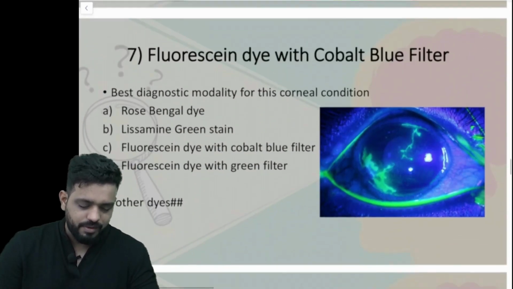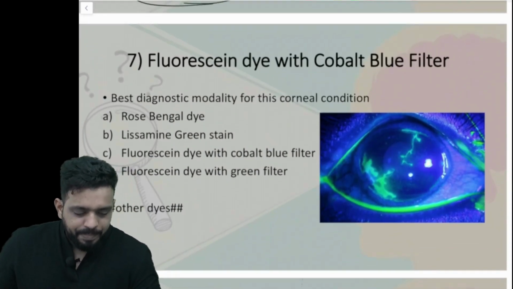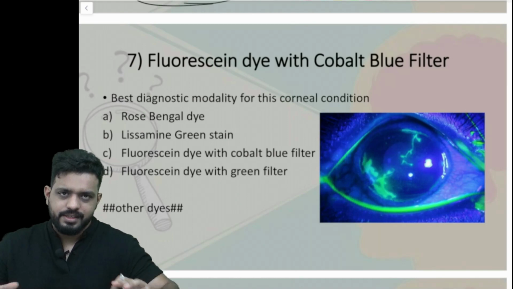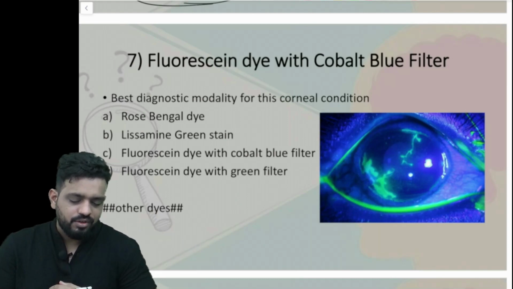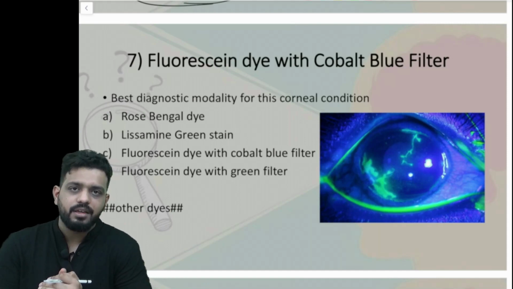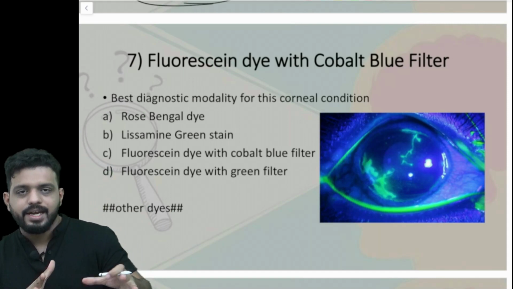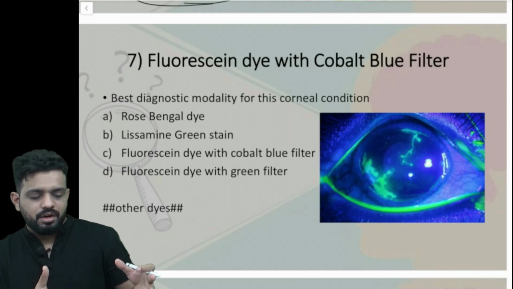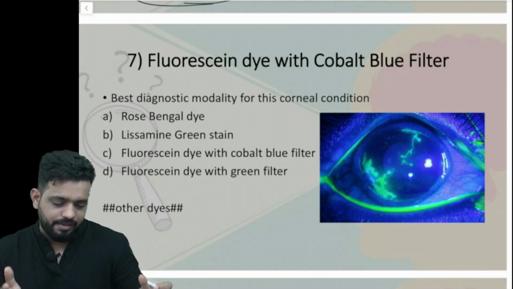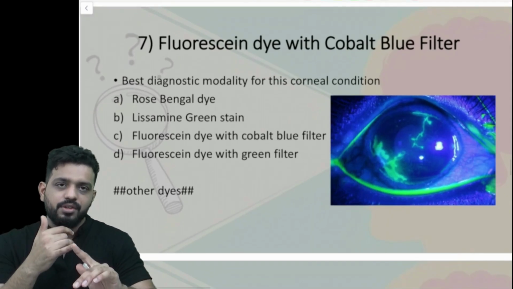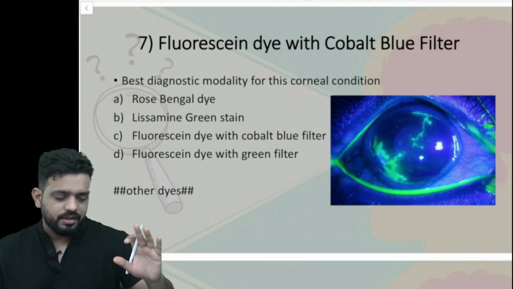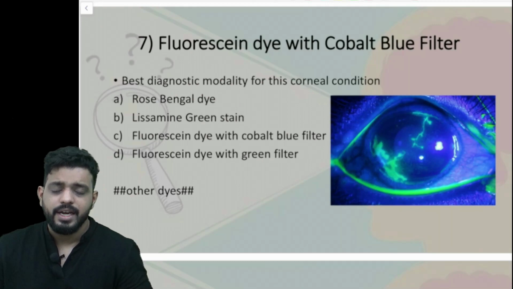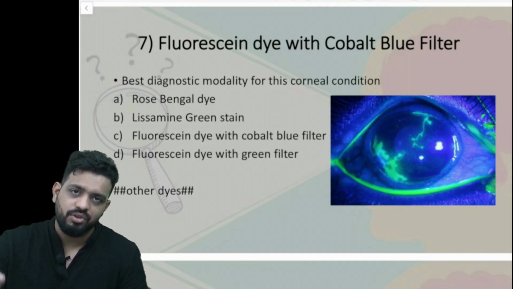Okay, this is one of my favorites. Something like this was given, something green stained over the cornea in the form of dendrites, and then you were asked the best diagnostic modality for this corneal condition, or to identify what is being shown in the figure, that is the slit lamp examination figure. Number one, you should remember, whenever you see this bluish image with greenish lesions, it has to be fluorescein dye with cobalt blue filter.